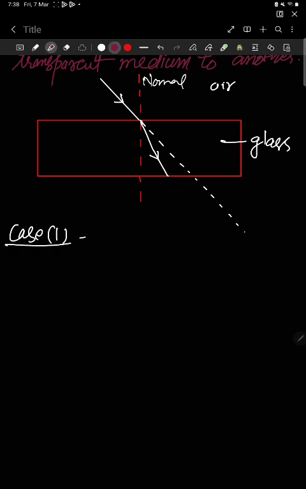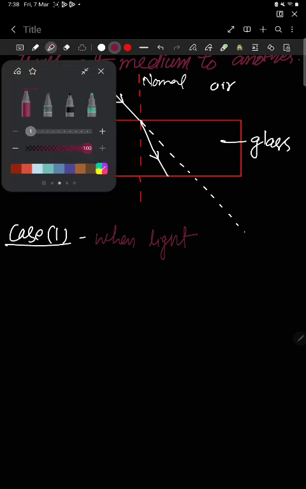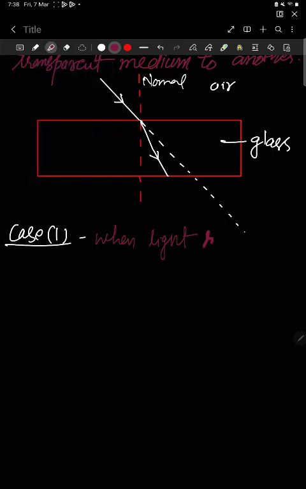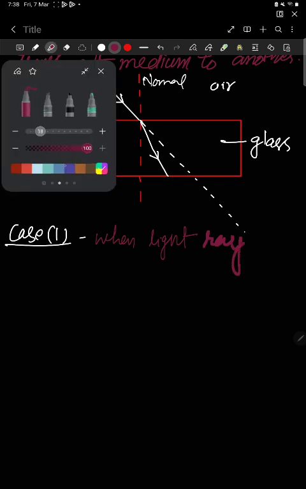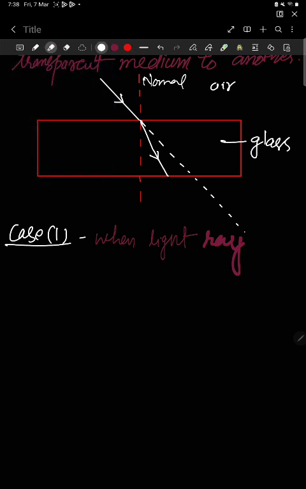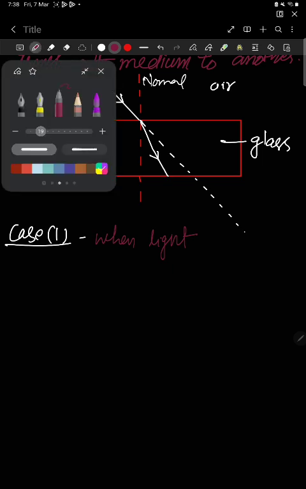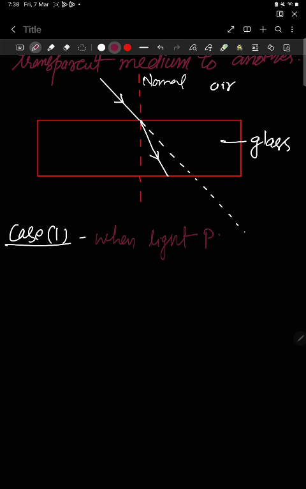Case 1. In case 1, when light ray passes from rarer medium to denser medium.